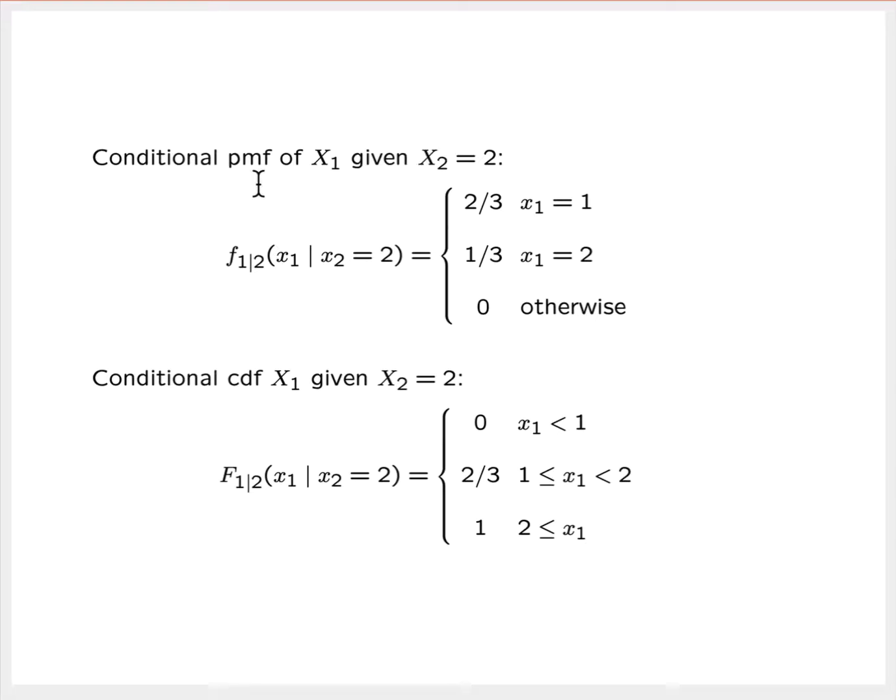Once we have this conditional PMF of x1 given that x2 is equal to 2, we can very easily construct the conditional CDF of x1 given that x2 is equal to 2. That conditional CDF is going to be equal to 0 if we evaluate it at any value of x1 less than 1. It's going to be 2/3 if we evaluate it at any value of x1 greater than or equal to 1 but less than 2. And then it's going to be equal to 1 if we evaluate it at any value of x1 greater than or equal to 2.